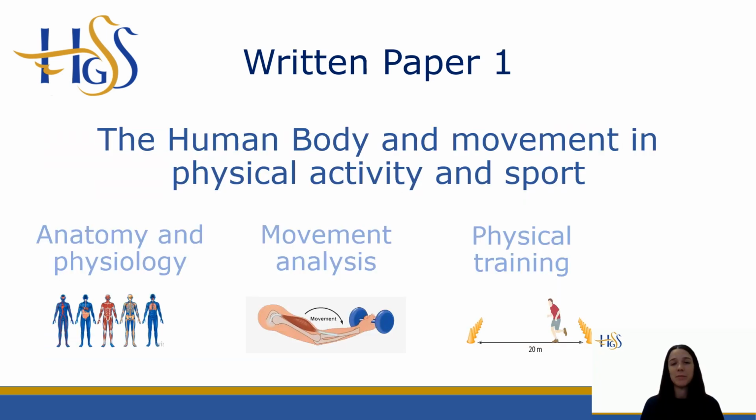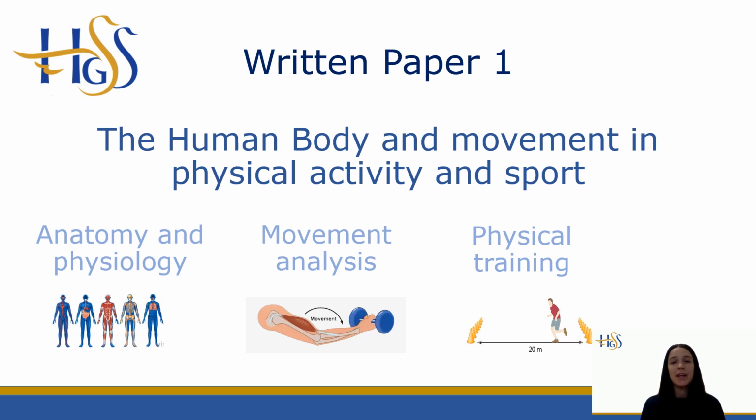Within the first written paper, you will cover 3 different units. The first of these units is anatomy and physiology. This includes things such as the skeletal system, the muscular system, the cardiorespiratory systems, and also different types of aerobic and anaerobic exercise and the effects of exercise.